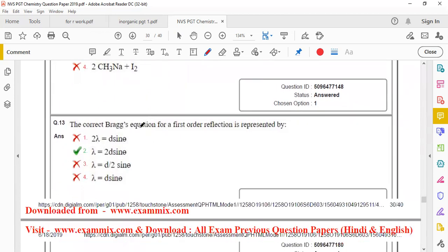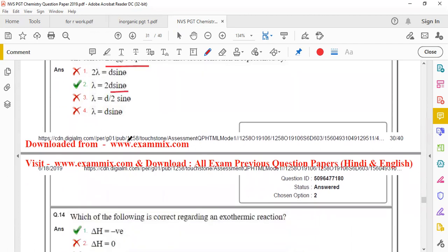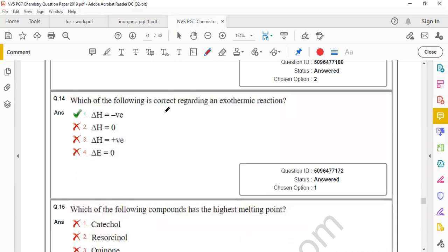So next question is, the correct Bragg's equation for a first order reflection is represented by which? So the Bragg equation for first order we will represent by lambda equal to 2d sin theta. This will be the correct answer. Next question is, which of the following is correct regarding an exothermic reaction? In an exothermic reaction, which statement will be the right one? Here you can see delta H, that means change in enthalpy, should be negative in an exothermic reaction. In an endothermic reaction, the change in enthalpy will be positive.